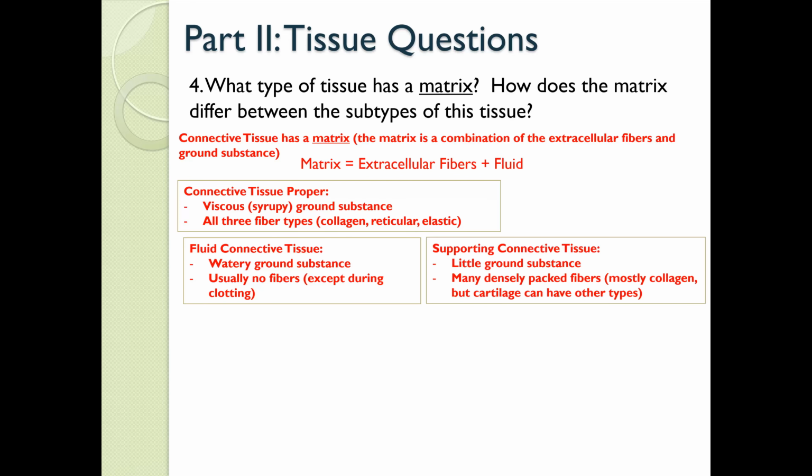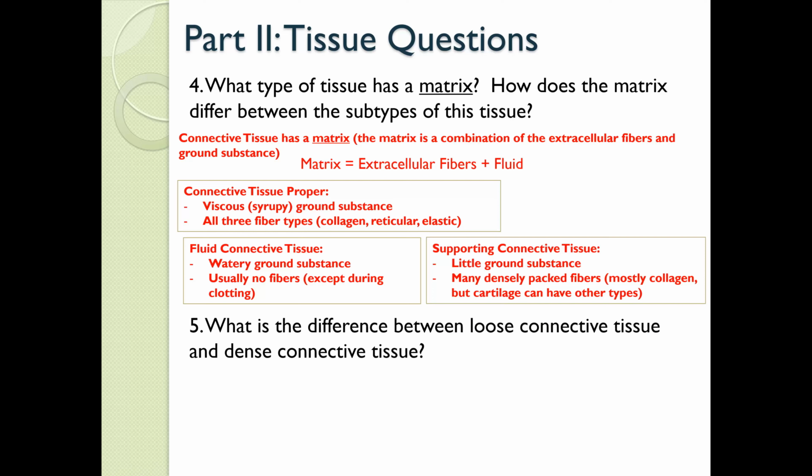And then with supporting connective tissue, you have very little ground substance. It has a gel-like consistency in cartilage, and it is very hard calcium phosphate in bone. And it is made up of many densely packed fibers, mostly collagen, but in cartilage you can also find some elastic and reticular fibers.